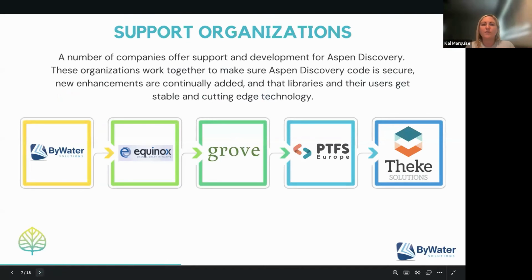Because some libraries are focused on that academic need, or that end user, or some are in the public space. We have international libraries that have different compliance that they need to work on. But sharing one code base, we all come together to make sure that at the end of the day, libraries and their users are getting that very stable, very secure, very modern, cutting edge technology that they deserve. So here are just a few of the different support organizations representing Aspen that I just wanted to share and thank for all of their contributions.